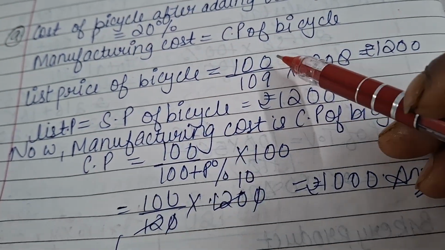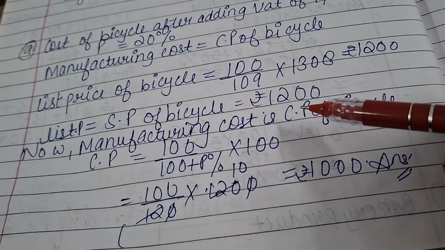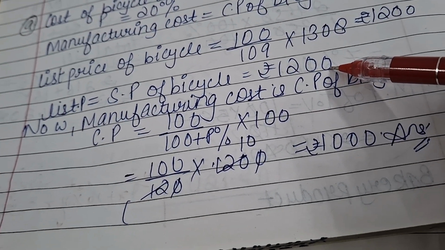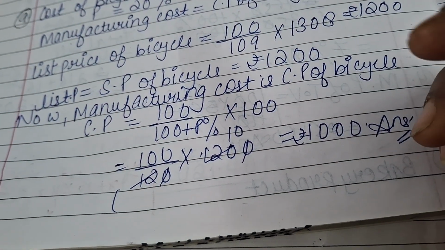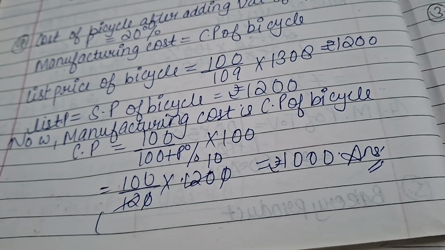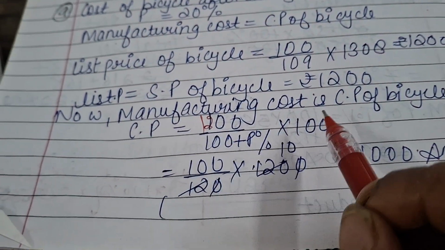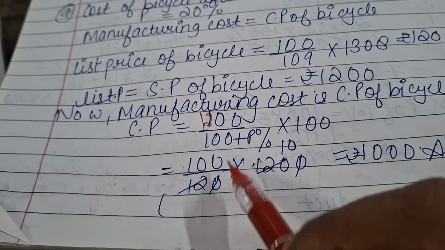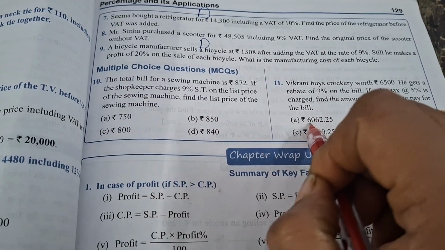So list price of bicycle is 100 upon 109 into 1308, rupees 1200. List price means that is the selling price. So now we have the selling price, we have the profit. So calculate CP: SP into 100 upon 100 plus profit percent. So that is SP 1200 into 100 upon 100 plus profit percent. Profit percent is 20, so 100 plus 20, 120. This is your answer. Do question number 10, 11 yourself.